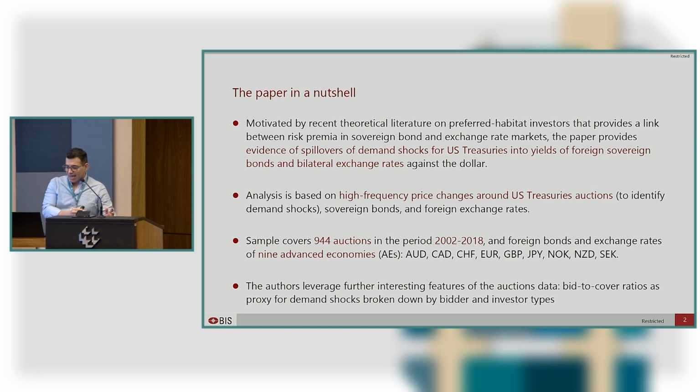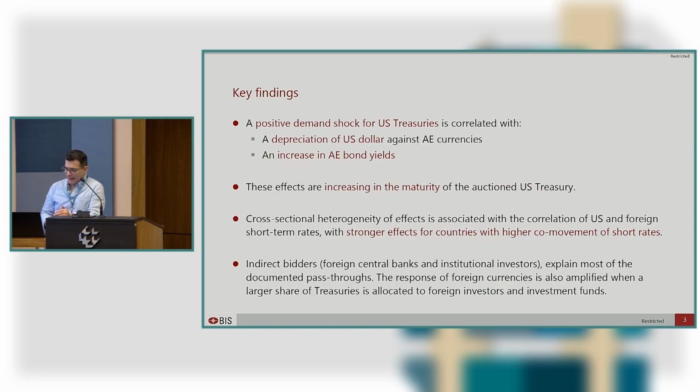He didn't have enough time to go over some of the interesting results that actually use the information from the auctions, breaking down the bid cover ratios, using the bid cover ratios as a proxy for demand shocks, and then breaking down the results by bidder and investor types, which I think are one of the interesting results of the paper, but sadly we didn't have enough time to go over those during his presentation.